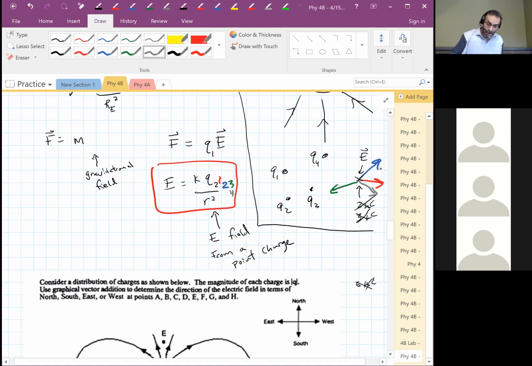So if 1, 2, and 4 are positive, the electric fields would point in the direction I drew them. If 3 was negative, it would point this way. Then I do my vector addition and add all of those up and get a net field. You see what I'm doing?